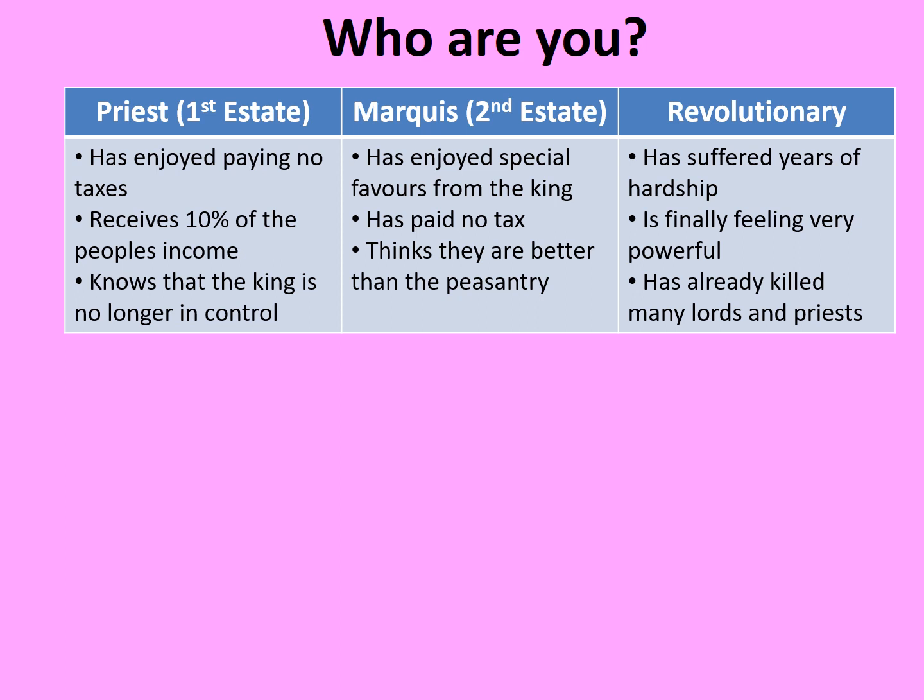Then we have the position of a Marquis of the Second Estate. He has enjoyed special favours from the king. He has paid no tax either. And they think that they are better than the peasantry. And then we have the example of the revolutionary, someone who's actually taking part in the revolution. They're in the Third Estate and they have suffered many years of hardship, but they're finally feeling very powerful after the storming of the Bastille and the death of the king. And they've already killed many lords and priests to try and embed the revolution.